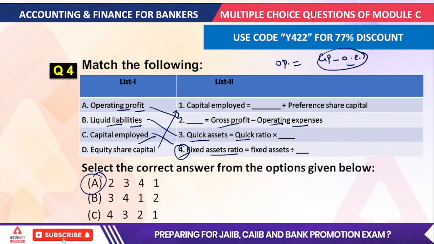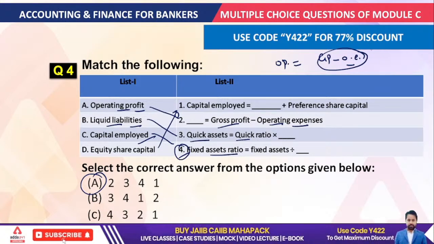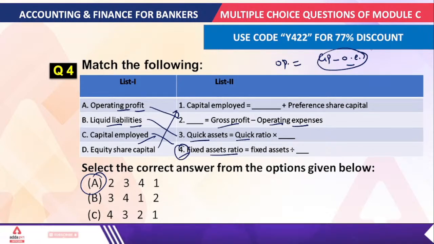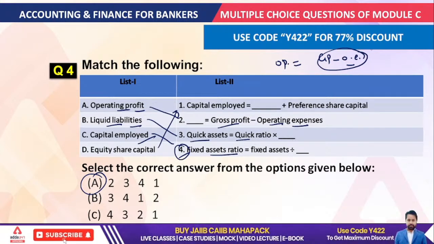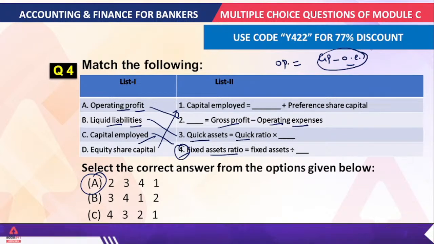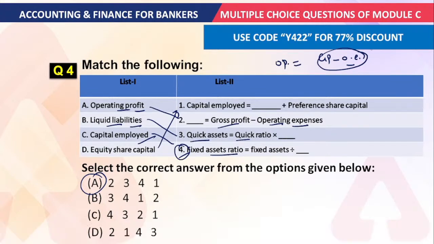So this is how we have to understand the question, and how we can solve it in the examination, right? Now the third, that is the capital employed, that is given. The fixed asset ratio is equal to the fixed assets divided by the capital employed. Okay, so this is how you have to understand, right?